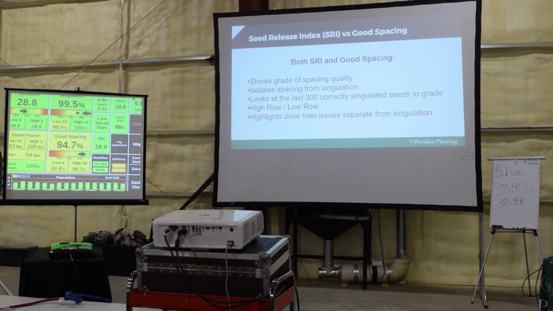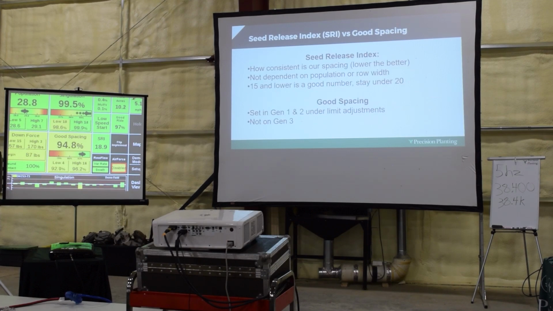We understand that when we're asking for our target population and based on our row width, we expect a seed every so often. And so when the system notices there's a gap followed by one that's really tight, we say, oh, that's not singulation. That's a spacing SRI metric. So we segregate those two pieces out. We show the low and the high row, okay? And a lot of times it's pointing us to our drivetrain issues or something that's affecting spacing, which we're going to talk about in a little bit. What's different with SRI is that seed release index is how consistent is our spacing, okay?